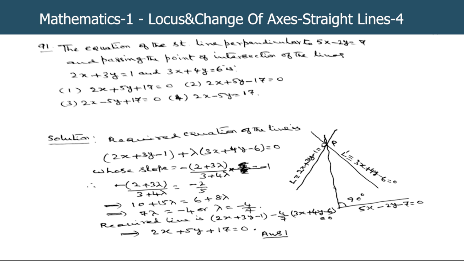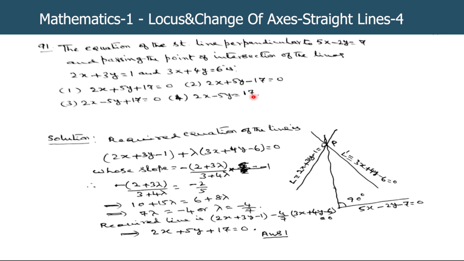Okay, 91. The equation of the straight line perpendicular to 5x minus 2y is equal to 7 and passing through the point of intersection of the lines 2x plus 3y is equal to 1 and 3x plus 4y is equal to 6 is: 2x plus 5y plus 17 equal to 0, 2x plus 5y minus 17 equal to 0, 2x minus 5y plus 17 equal to 0 and 2x minus 5y is equal to 17. Again, using the same formula, any line passing through the intersection of two lines L equal to 0 and L dash equal to 0 is of the form L plus lambda L dash equal to 0.